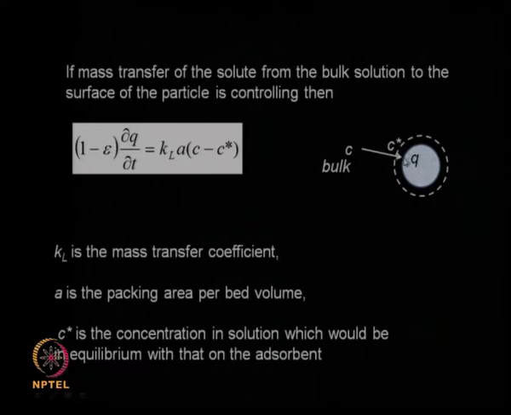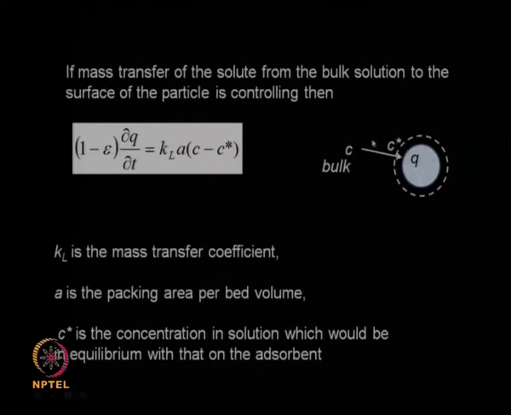So we can assume the concentration of the solute at the surface is C star and the concentration of the solute in the bulk is C. So what does it mean? The driving force here is C minus C star, okay, and the equilibrium interaction is between Q and C star, not between Q and C. Please note the adsorbed species is not seeing the concentration C, but it is seeing only the concentration C star, and so the driving force is C minus C star.